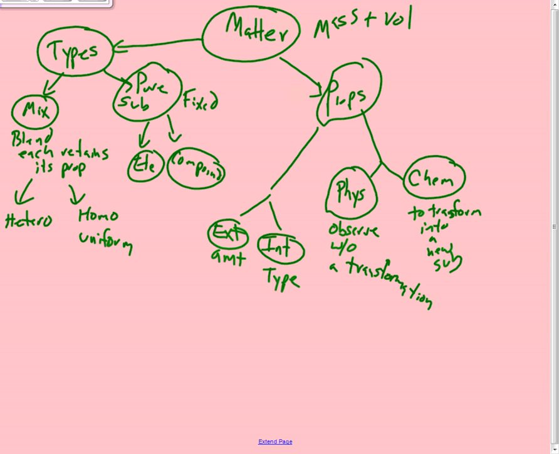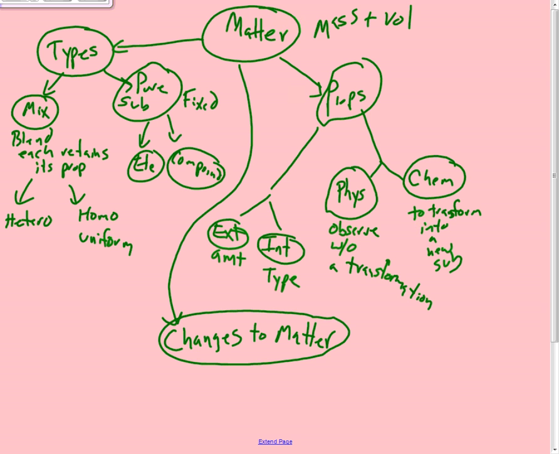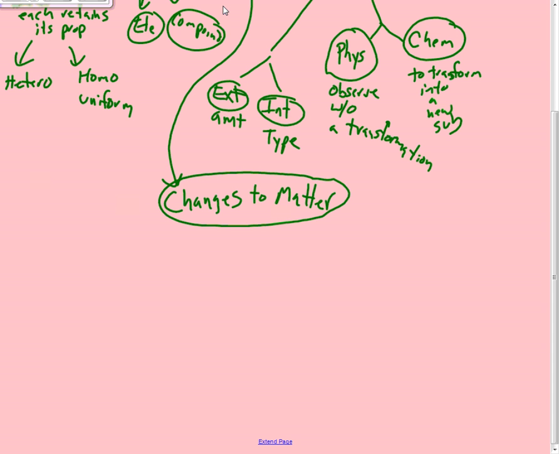Right? Good. And so now we'd really want to address a new topic, and we want to address changes to matter. Okay, so changes to matter. Let's extend this page. Changes to matter. Let's switch colors too. And there are two changes to matter we want to investigate. We want to consider physical changes to matter and chemical changes to matter.